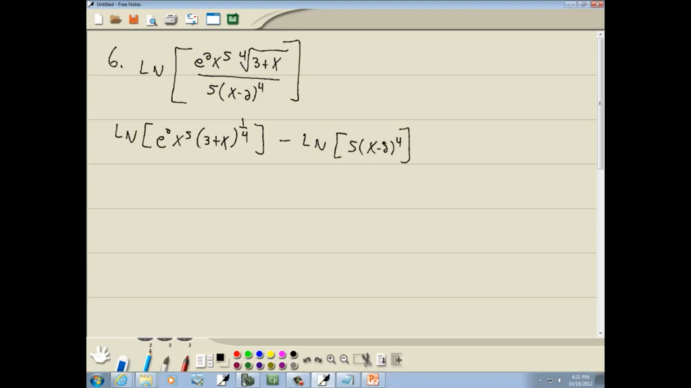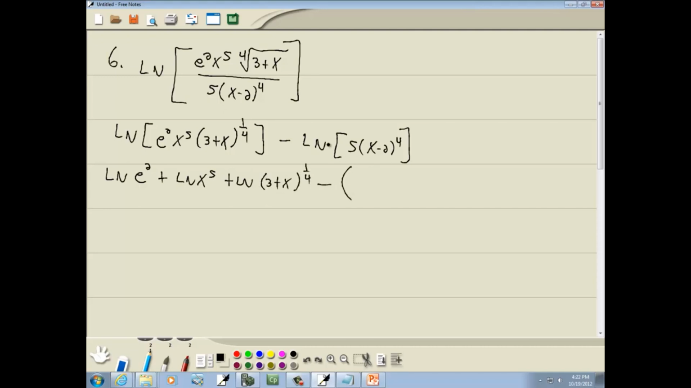Now looking at our first bracket there, the main thing that's happening is multiplication. We got e squared times x to the fifth times 3 plus x to the 1/4. So we got three things multiplied together. Well, we can split them up. Multiplication becomes addition. So we got natural log of e squared plus natural log of x to the fifth plus natural log of 3 plus x to the 1/4.